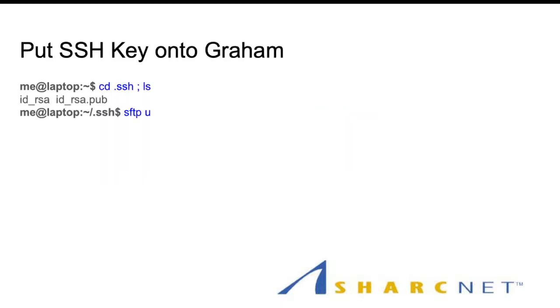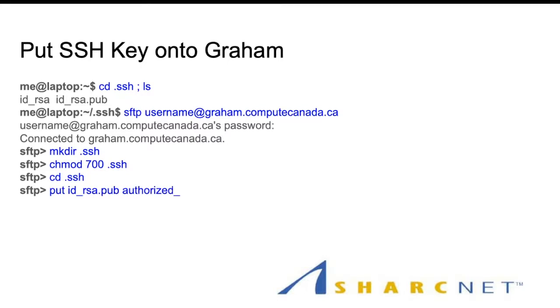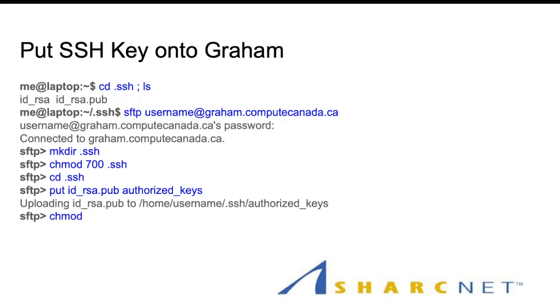Your public key is in the id_rsa.pub file, and we'll use sftp to put that file up onto Gram. This should be the last time you ever have to type your Gram password. I have to put the public key into the proper location with the proper file name and with the proper file permissions. Remember, this public key can be placed on any system in any user account. Wherever it exists, you will be able to log in using your private key.